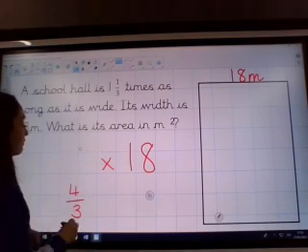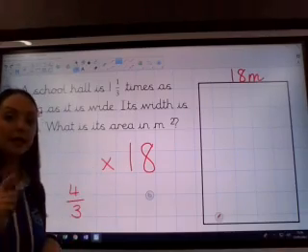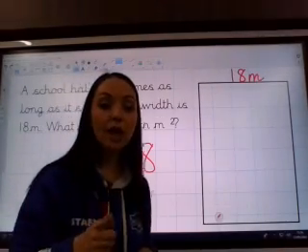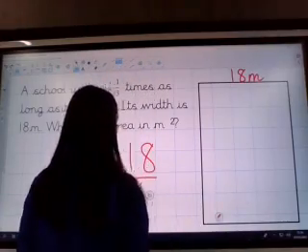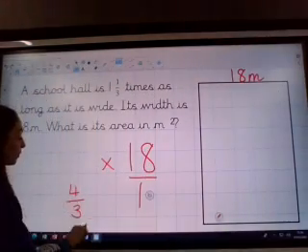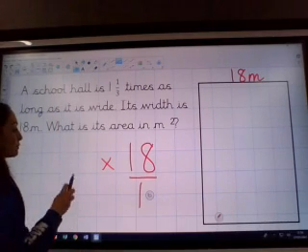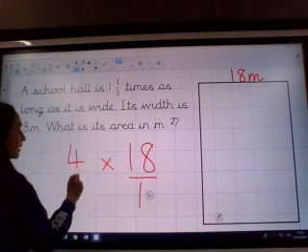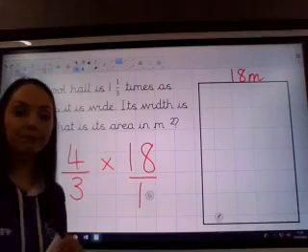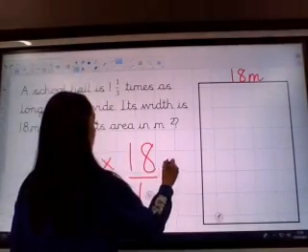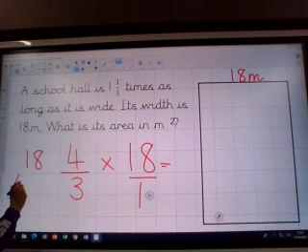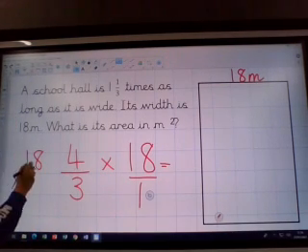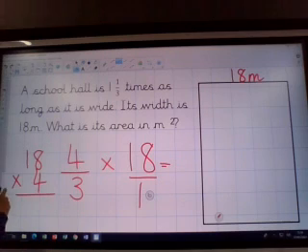Okay, so we're doing 4/3 times 18. But remember, when we times a whole number by a fraction, we have to make that whole number into a fraction. So we're doing 4/3 times 18 over 1. Okay? So you need to do 18 times 4. So I'm going to do some short multiplication over here.